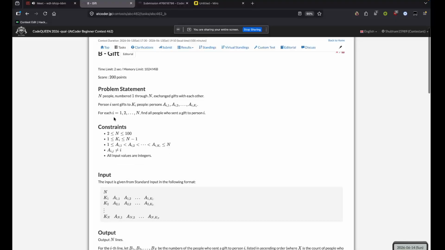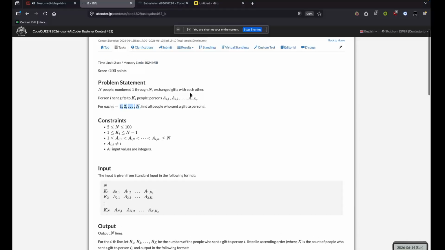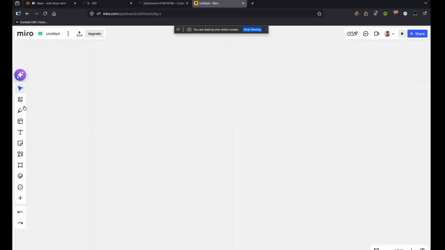This question is a little trickier, not trickier exactly, but the statement is not clearly written. So the problem is: n people numbered 1 through n. There are n people who exchanged gifts with each other. Person i sends gifts to Ai people, and those people are Ai1, Ai2, up to AiK. And for each 1 to n, find all the people who sent a gift to person i. So the question is simple.